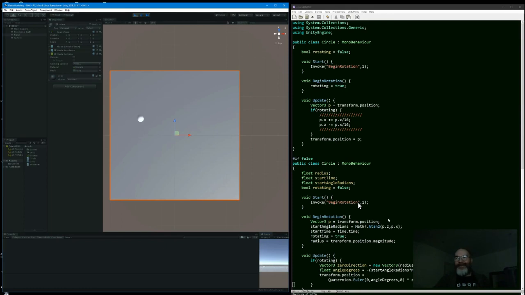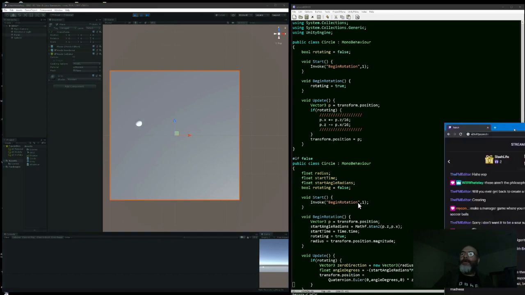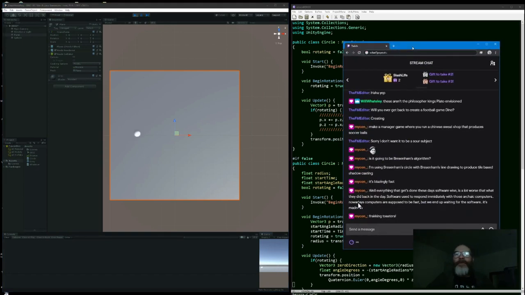Toasters? Hang on. Just seeing what Mycon's saying, well, everything that gets done these days, software-wise, is a lot worse than what they did back in the day. Software used to respond immediately with those archaic computers. Nowadays, computers are supposed to be fast, but we end up waiting for the software.